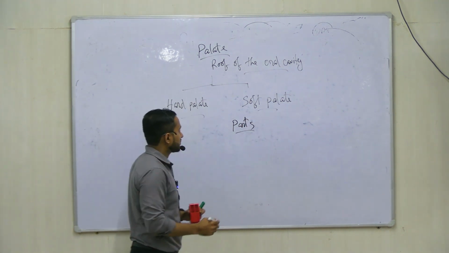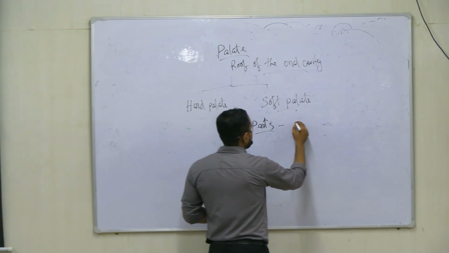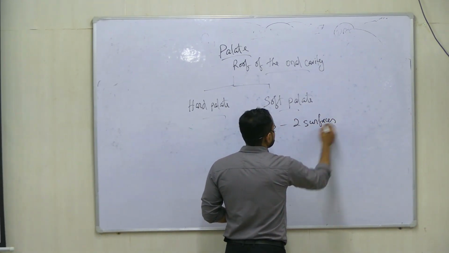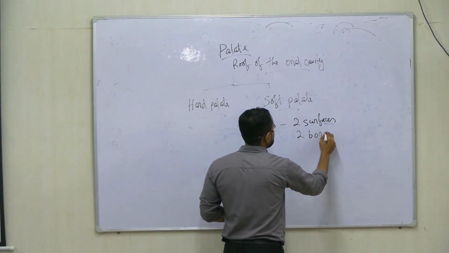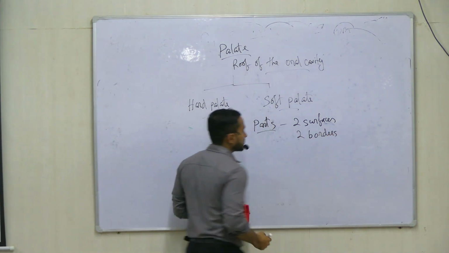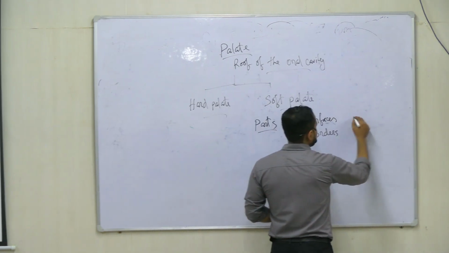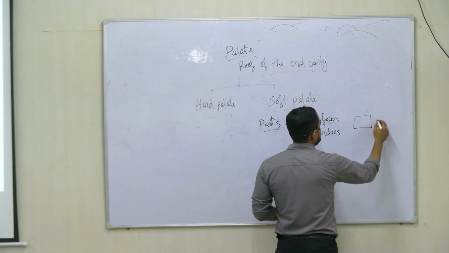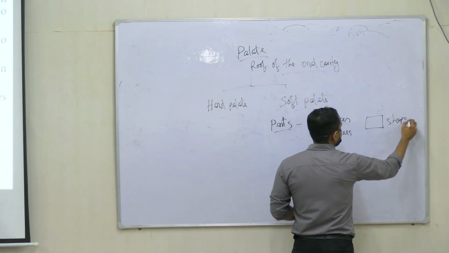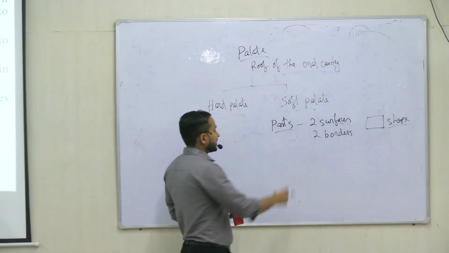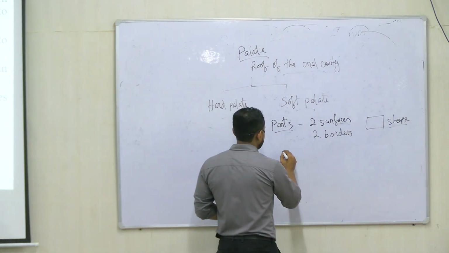we have seen the parts of the soft palate, where two surfaces, two borders are there. Then in the soft palate we have seen that it is quadrilateral in shape when it is not doing any function, right? Next, in case of hard palate, we have seen the structure.